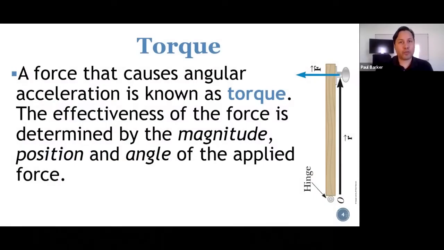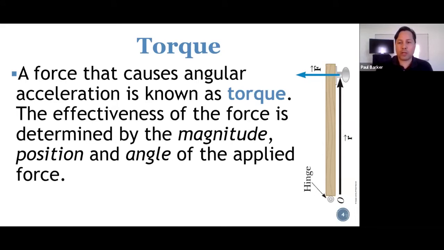So we're going to begin our conversation about torque by going over the definition of what torque is. A force that causes angular acceleration is known as torque. The effectiveness of the force is determined by three things: the magnitude, the position, and the angle applied to the force. The magnitude is how much force you're pushing on the object to create torque. The position is how close or far away you are from the pivot point where the object is turning, and also the angle. Ideally, you want to apply force at 90 degrees, but sometimes that's not possible.